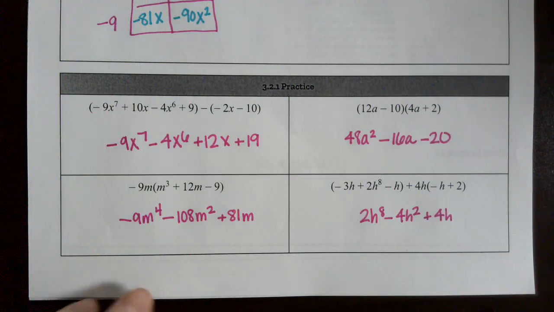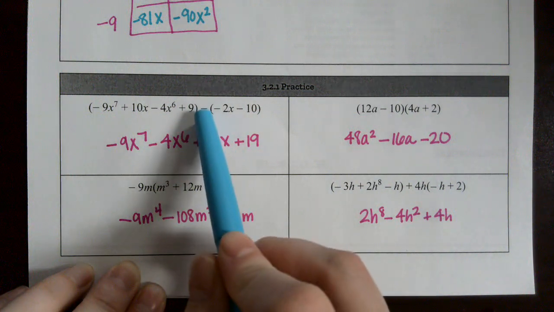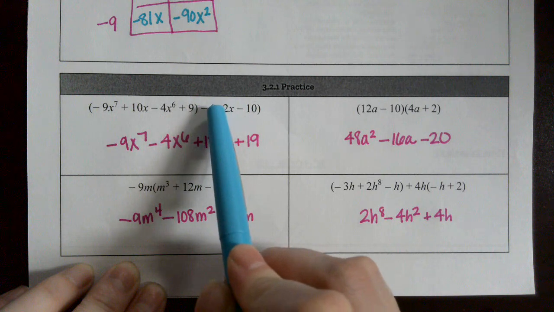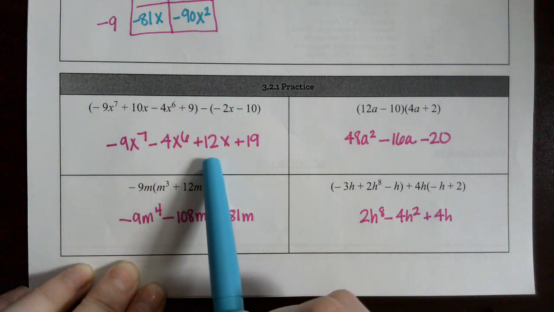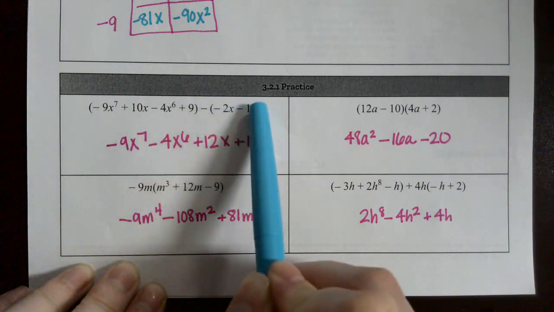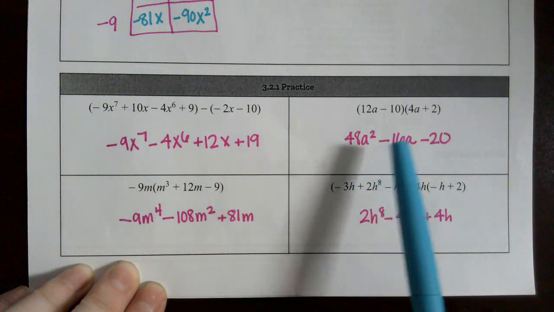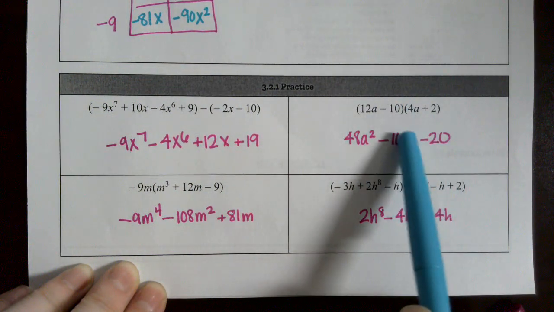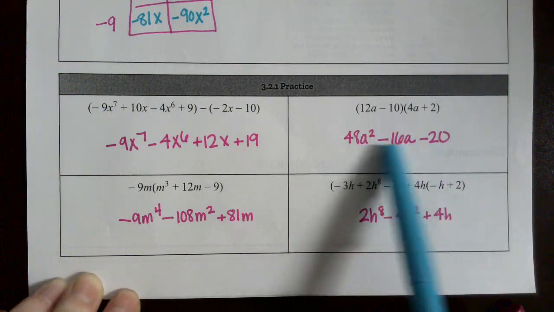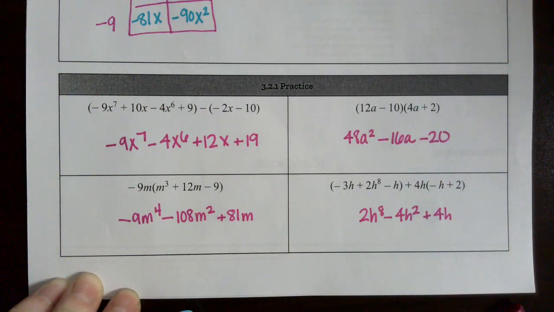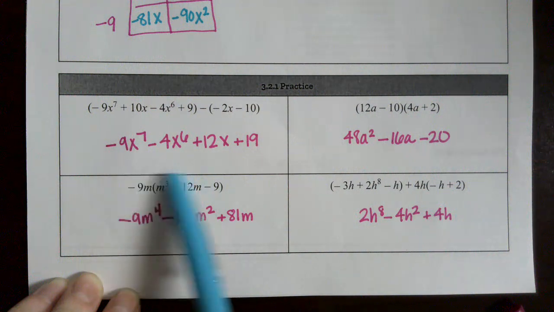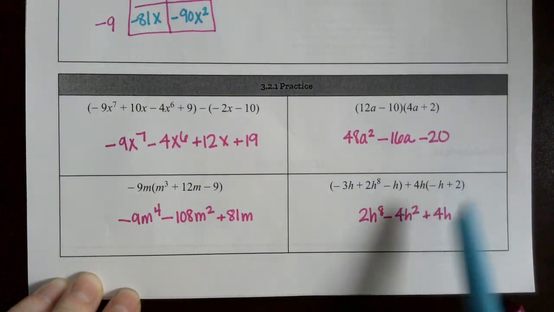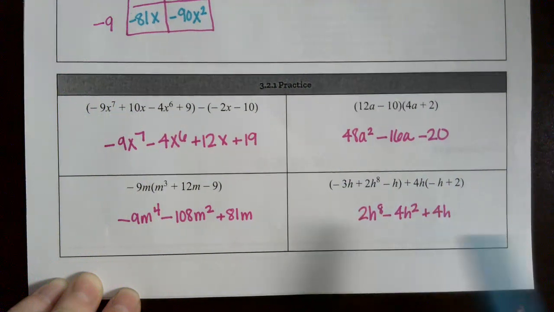All right, here are the answers. Make sure you're careful when subtracting these double negatives. For this one, you would get 10 minus negative 2, which is 12, and 9 minus negative 10, which is 19. Over here, you should do the distributive or the box method. You'll end up combining your a's to get negative 16 in the middle. Distribute here. And then over here, you have multiple steps. You should distribute your 4h and then combine any of your like terms.